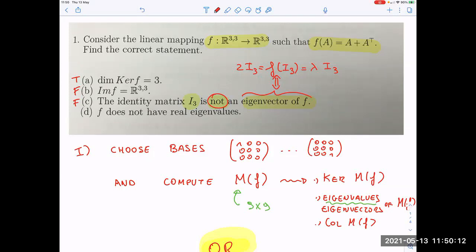Finally, F does not have real eigenvalues. Well, this is clearly false. Here is a real eigenvalue, for example, 2. Can you tell me another real eigenvalue? Can you tell me another real eigenvalue of F? If you look at part A, you should immediately spot one.